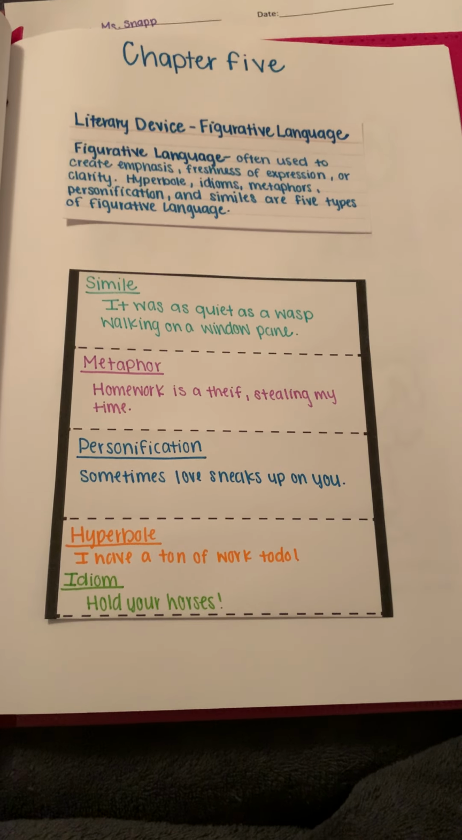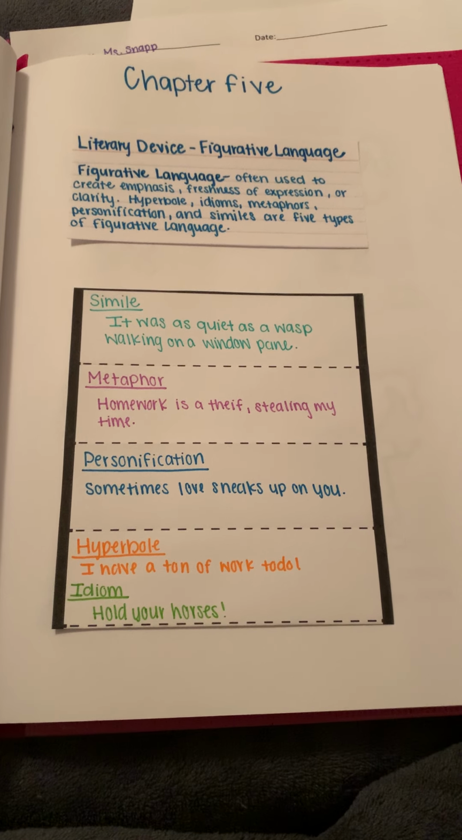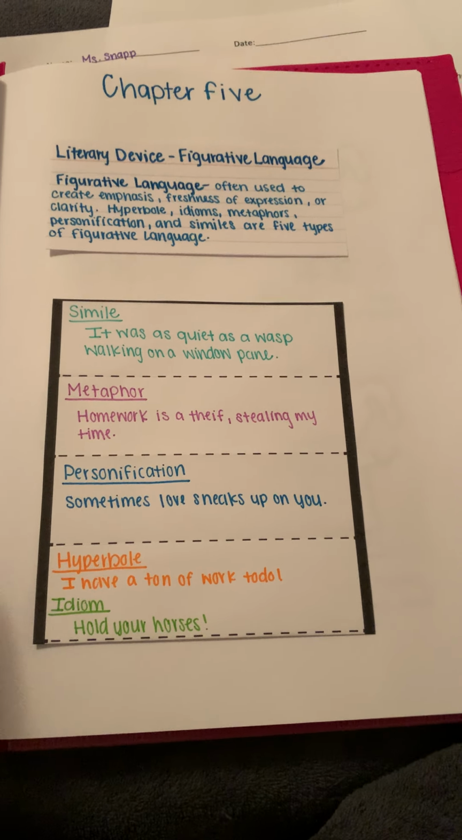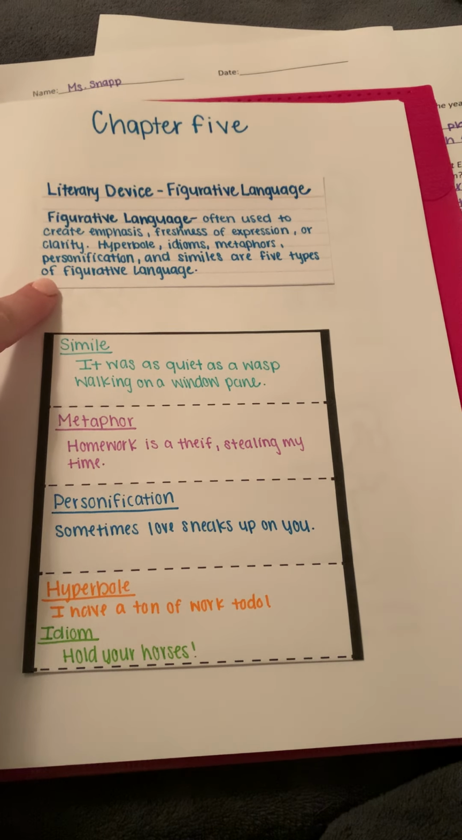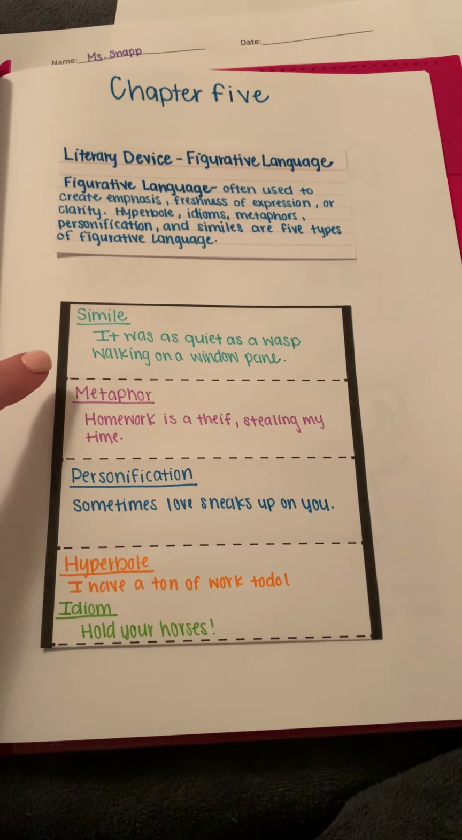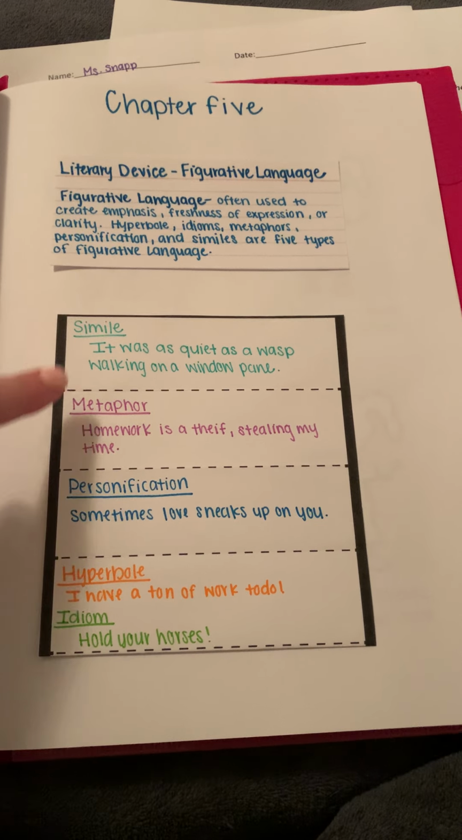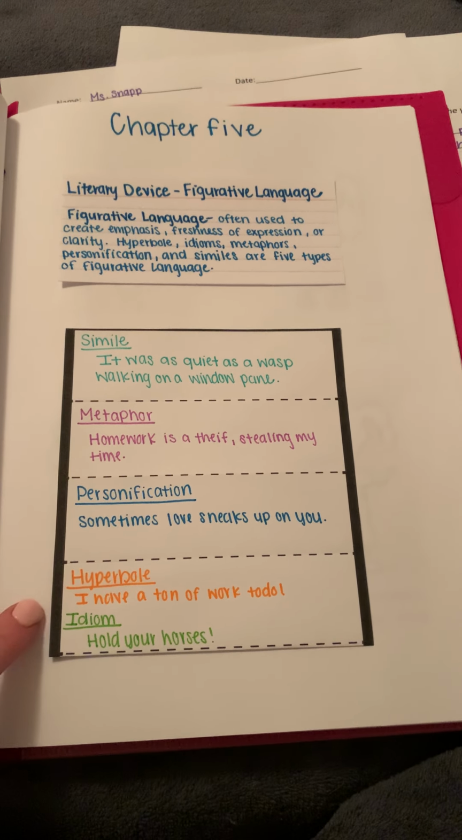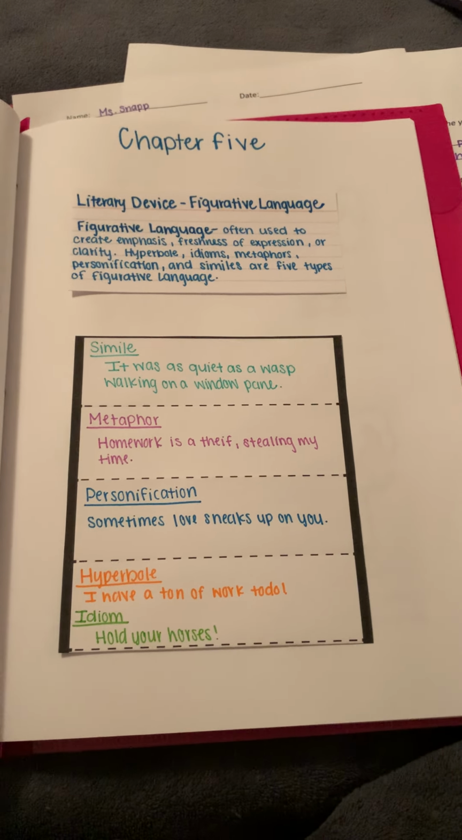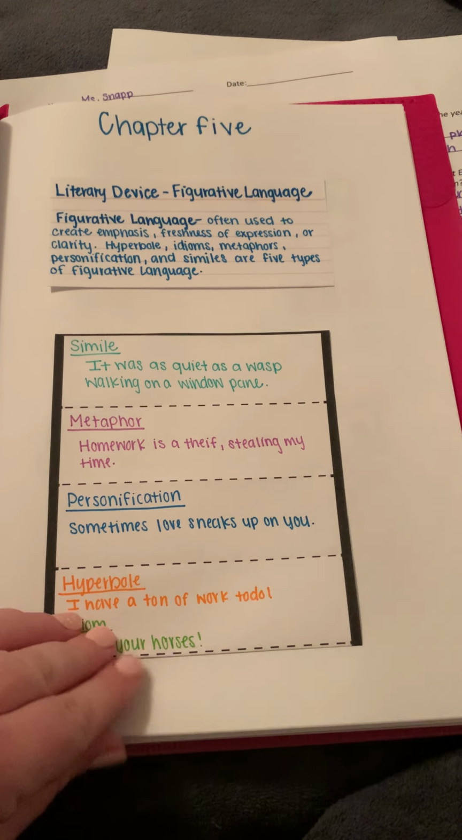And then chapter 5, the literary device is figurative language. Again, there is just a reminder of what figurative language is. And then they have to do a simile, a metaphor, personification, hyperbole, and idiom. And they pull those from the chapter.